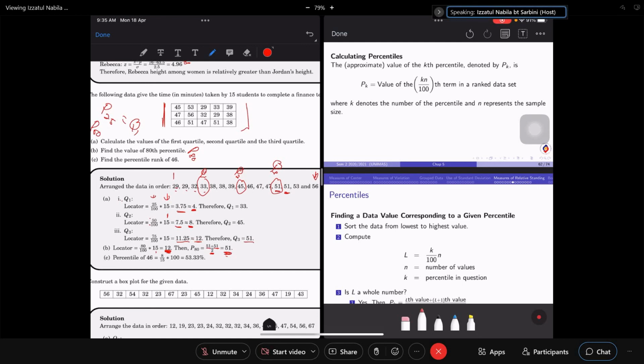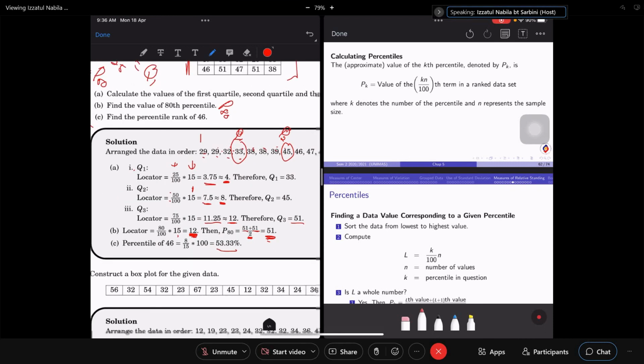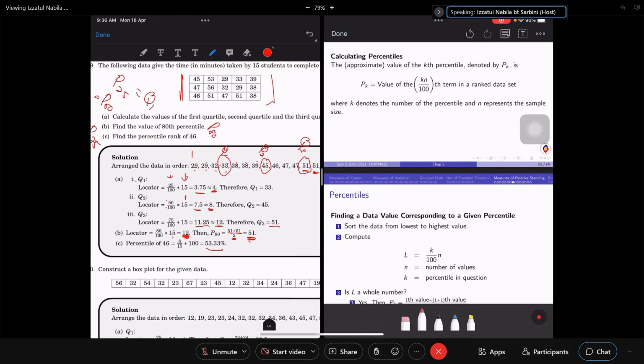So find the percentile rank of 46. The percentile rank of 46: count the values below 46, 1, 2, 3, 4, 5, 6, 7, 8. It's below 46. So there are 8, see 8 over 15 times 100. So it's 53.33%. Right? That is the percentile rank of 46, not percentile 46, but percentile rank of 46.